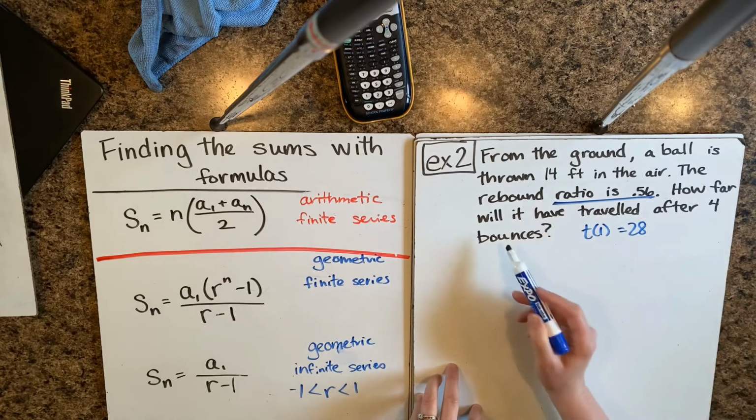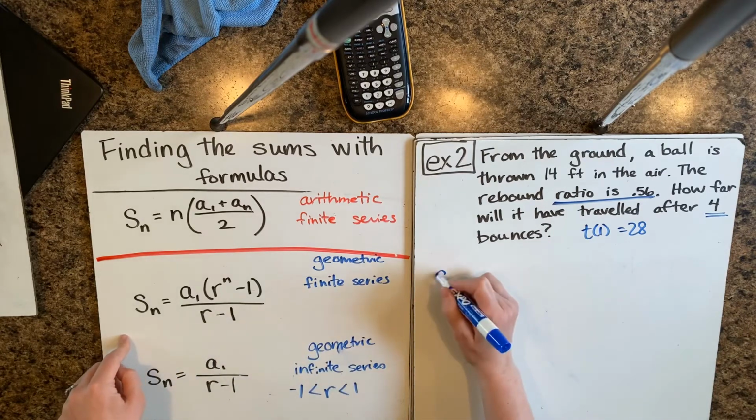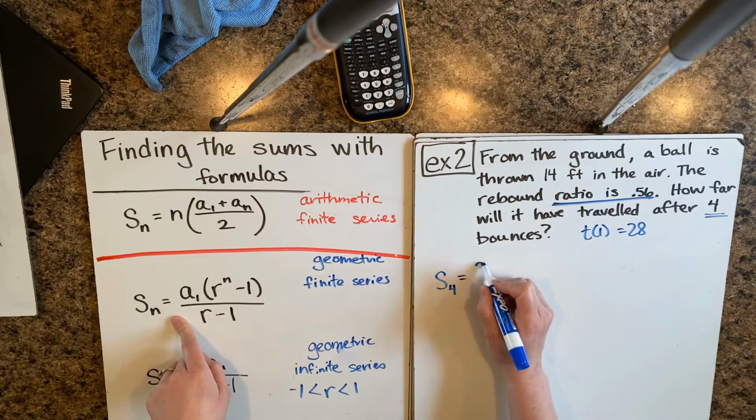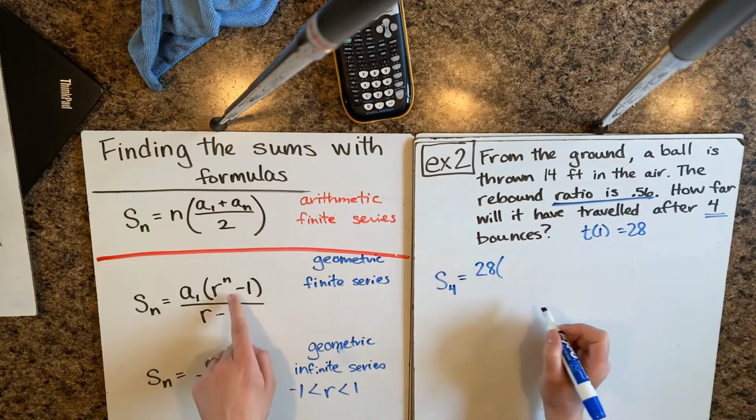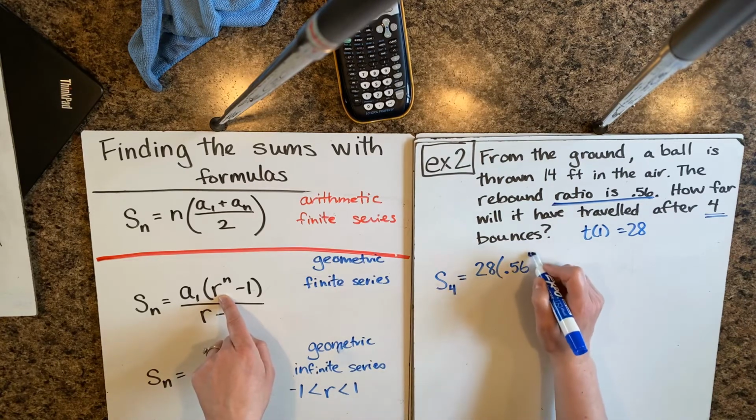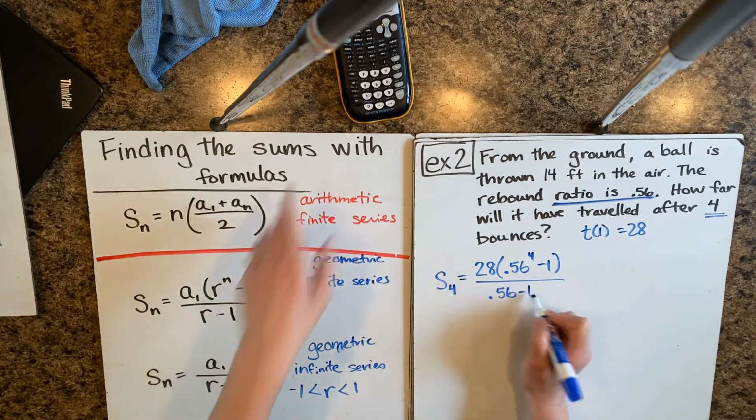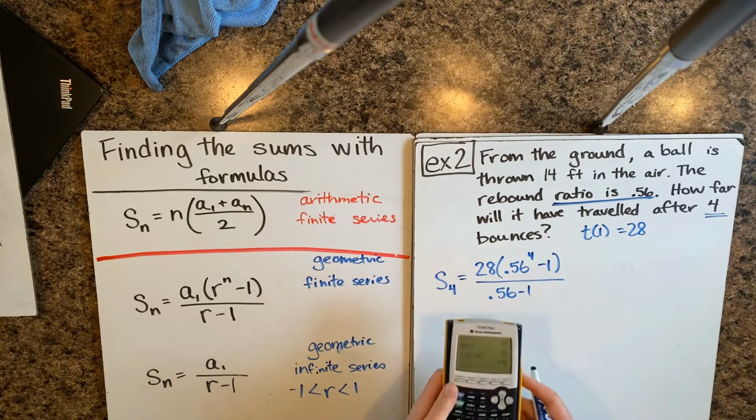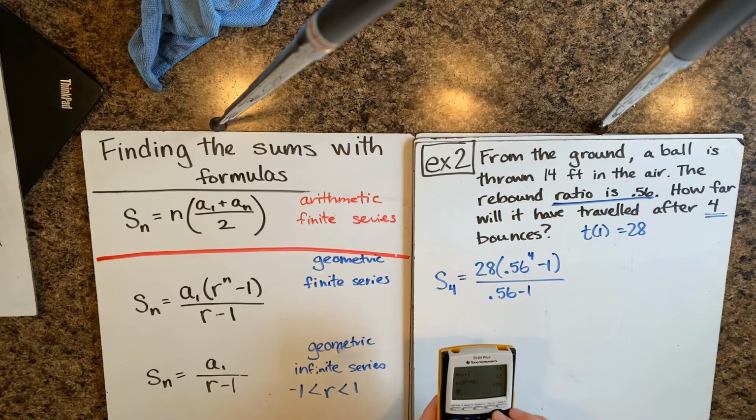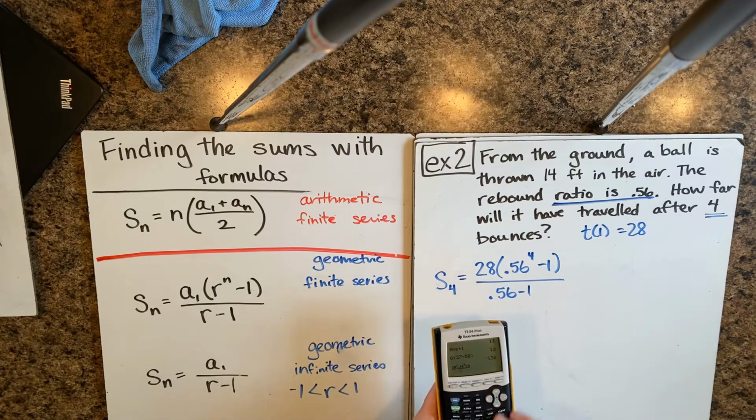Okay, it tells me 4 bounces, so that's finite. So I want to use this formula. So the sum of 4 bounces is equal to my first term, 28, times the rebound ratio, 0.56, raised to the nth power, 4 bounces, minus 1, all over my rebound ratio, minus 1. Again, I like my fraction button, alpha y equals enter for these problems. It just makes it harder to make a mistake. Not to say I've never made them, but it really helps.